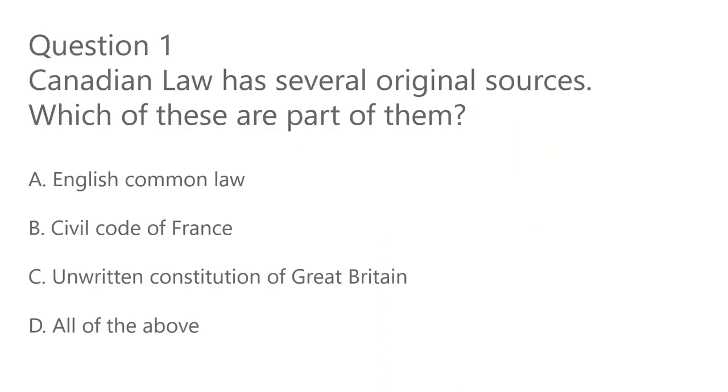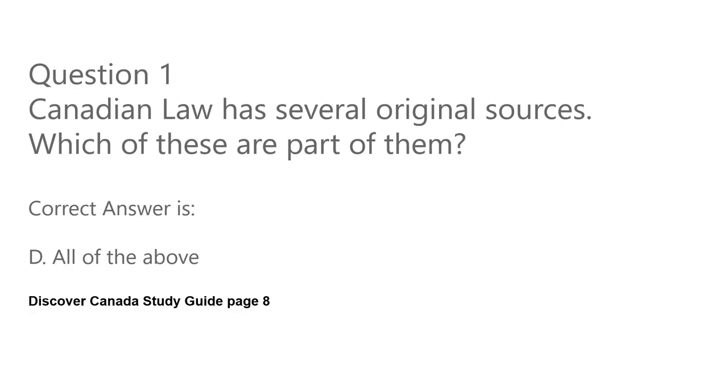Question 1. Canadian law has several original sources. Which of these are part of them? A, English common law. B, Civil Code of France. C, unwritten Constitution of Great Britain. D, all of the above. Correct answer is D, all of the above. Discover Canada Study Guide, page 8.